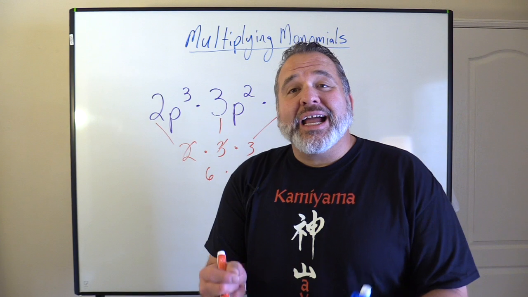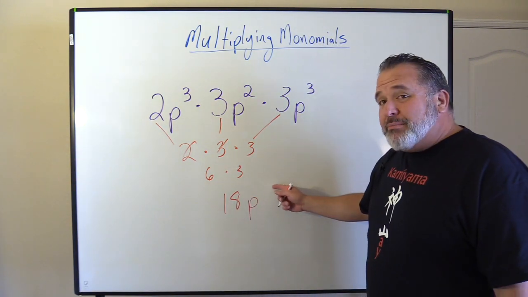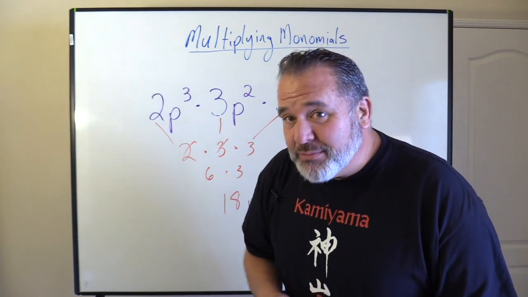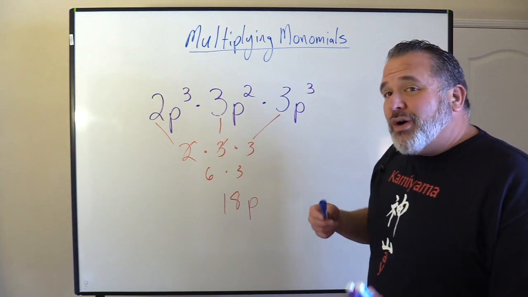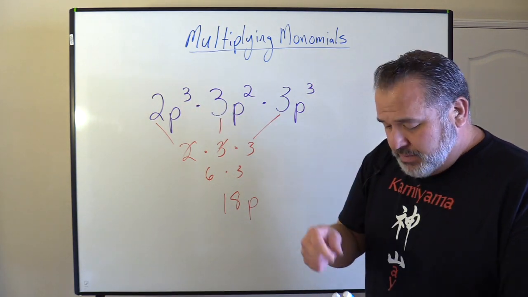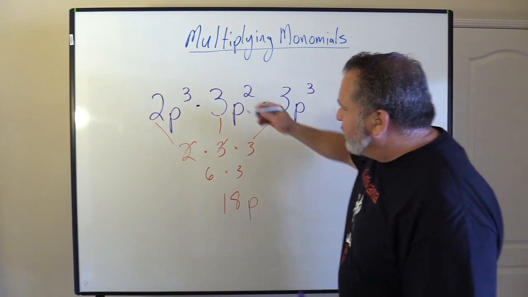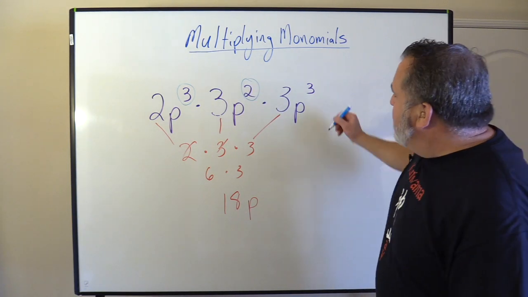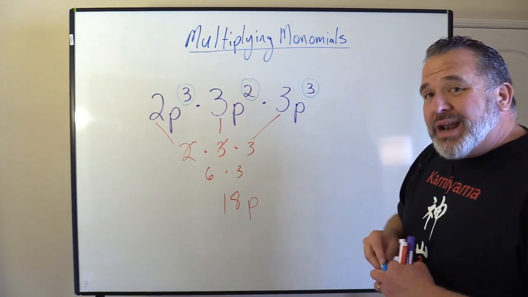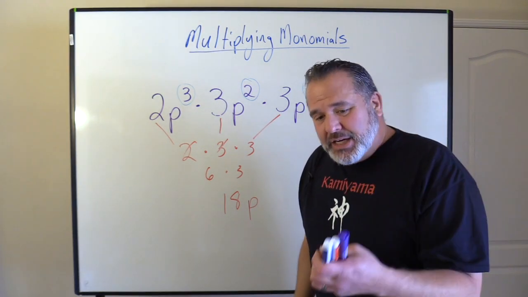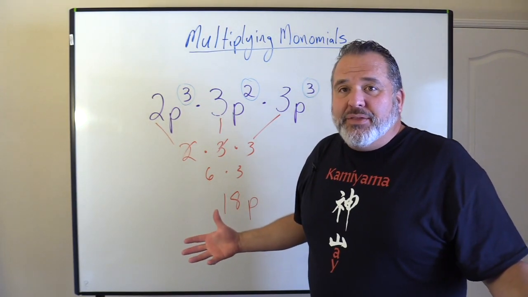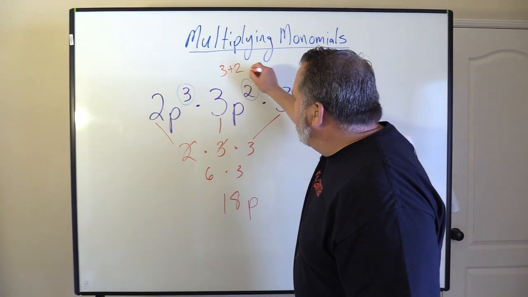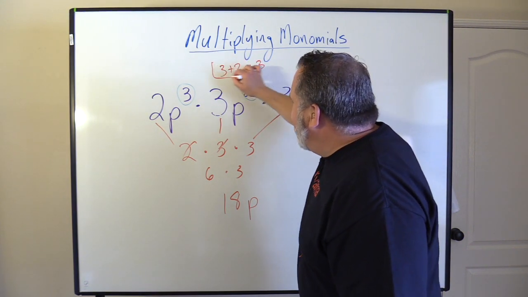Now, what I've got to do is figure out what exponent I'm going to raise that P to. What power is going to go to that P? This is all you do. Listen to me. Very, very simple. In the problem, you look at all the exponents that go with the P. So here, I've got P to the third power, so there's a 3. P to the second power, so there's a 2. And P to the third power, so there's a 3. And I take each of these exponents and add them together. So I take this 3, add it to 2, add it to 3.